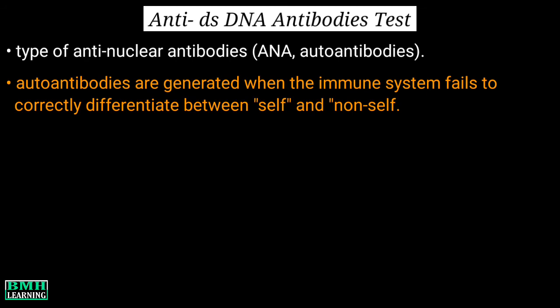Autoantibodies are generated when the immune system fails to correctly differentiate between self and non-self. So they mistakenly attack the body's own healthy cells, which causes tissue and organ damage. These antibodies basically target the antigens of the double-stranded DNA. So you can say these anti-nuclear antibodies target the cell's nucleus, where genetic material is present.